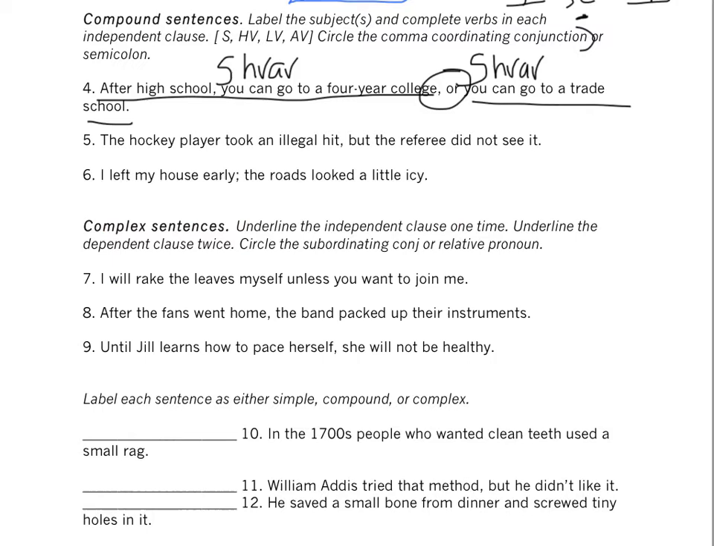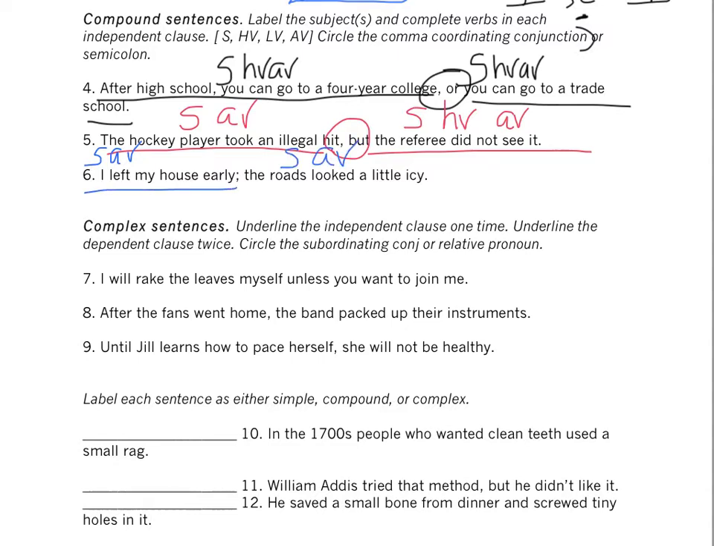Number 5, the hockey player took an illegal hit. The referee did not see it. Your subject is player. Your verb is took. Circle the comma coordinating conjunction. Your subject is referee. Your helping verb is did, and your action verb is see. Independent clause joined by a comma and a coordinating conjunction. Subject, verb, independent clause combined with a semicolon.